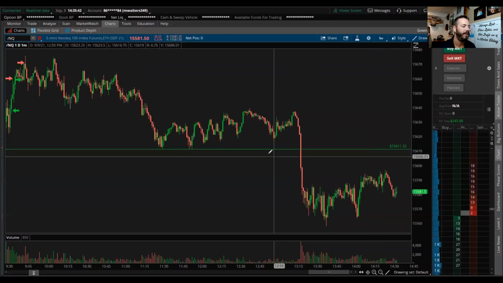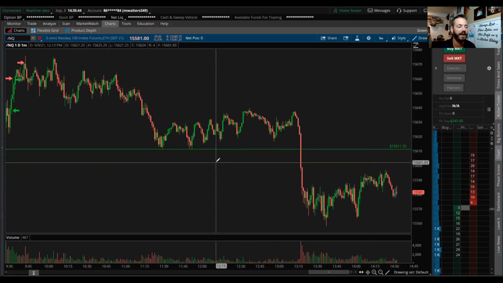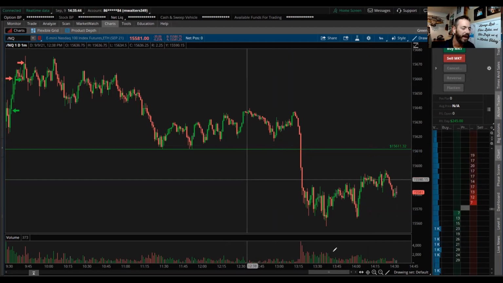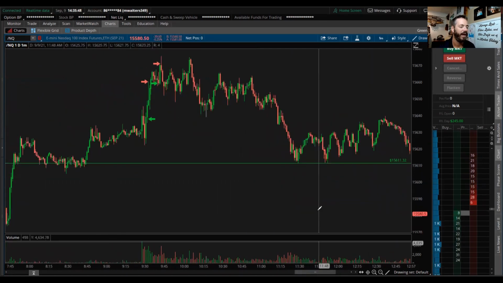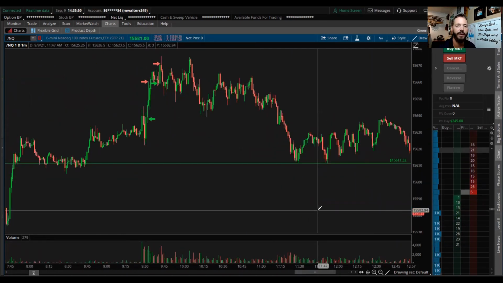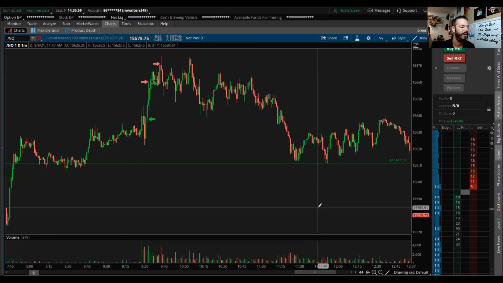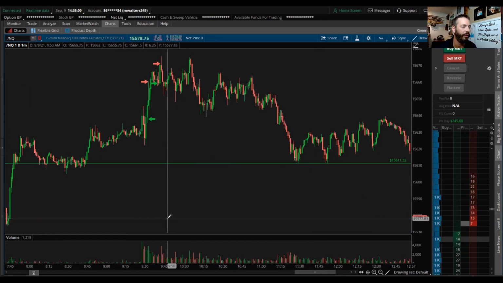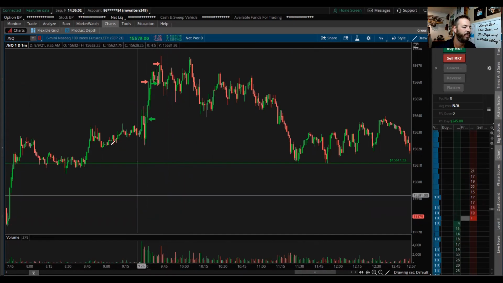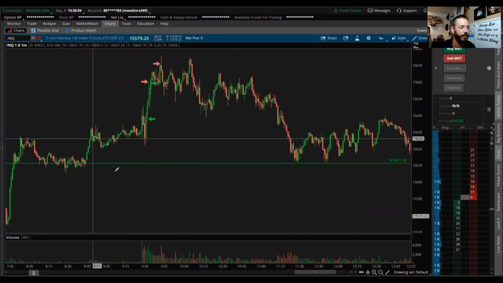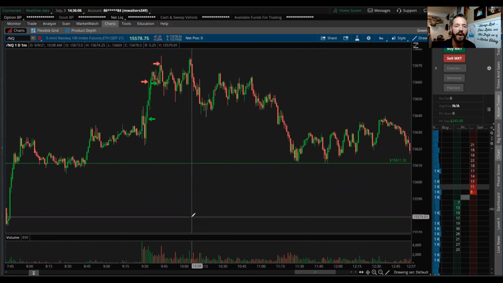So we were trading /NQ. This is the Nasdaq futures, and this is a product that I like to trade alongside /ES, which is the S&P 500 futures. So I've been having some recent success with this /NQ. And I want to share that with you guys.